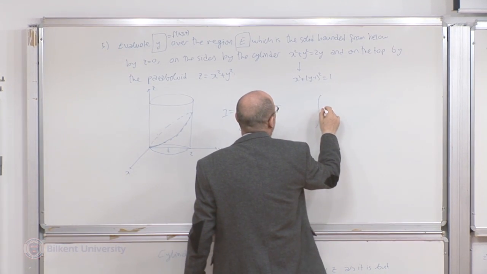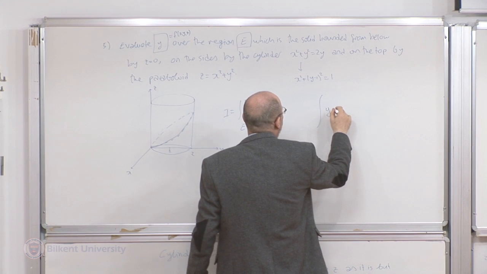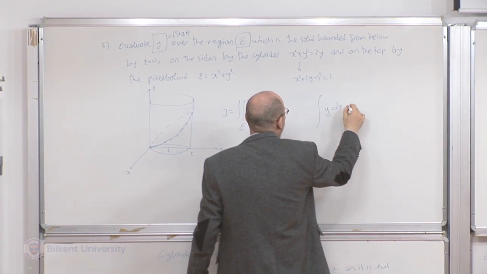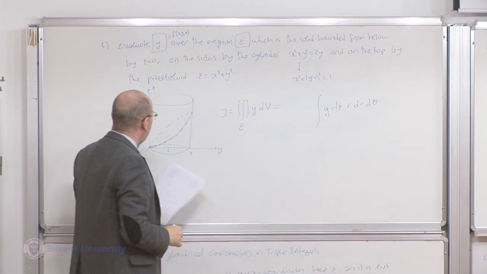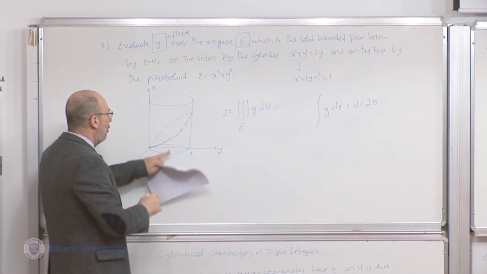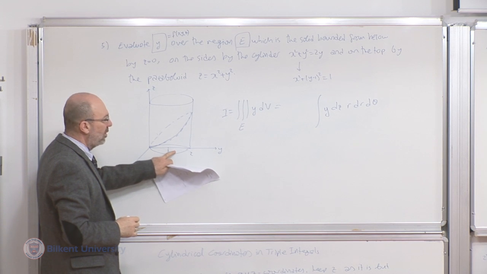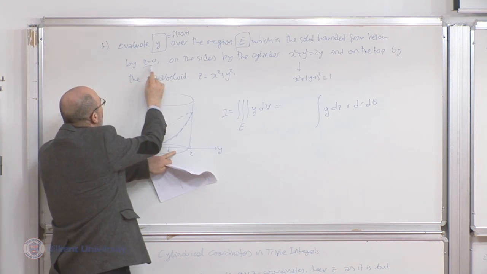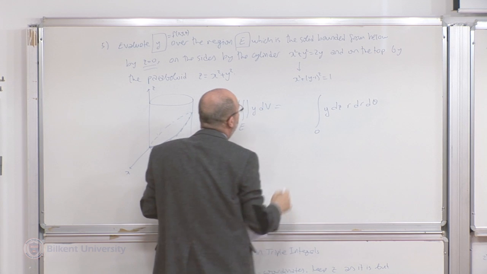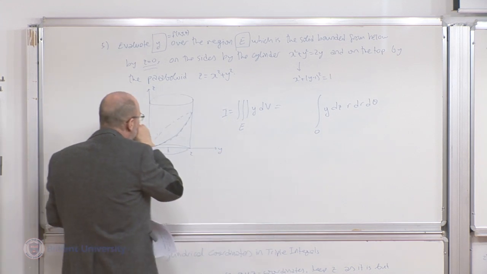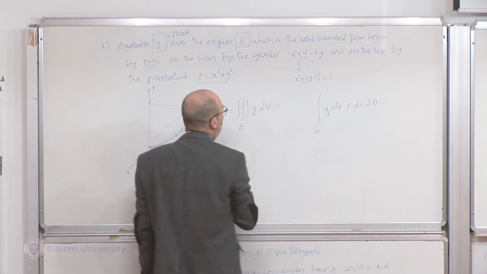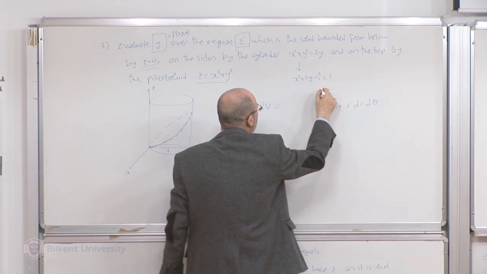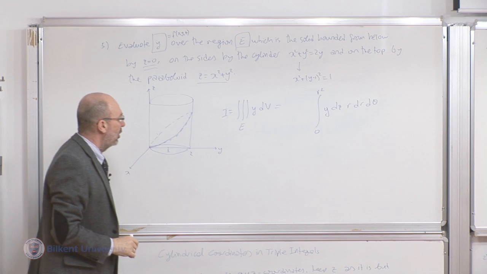So we are integrating y. I'll integrate this with respect to z first, and then I have dr d theta. An arrow parallel to the z-axis enters the region when z is equal to 0, and leaves the region when z is equal to this paraboloid. So this is x squared plus y squared, which is r squared in polar coordinates.